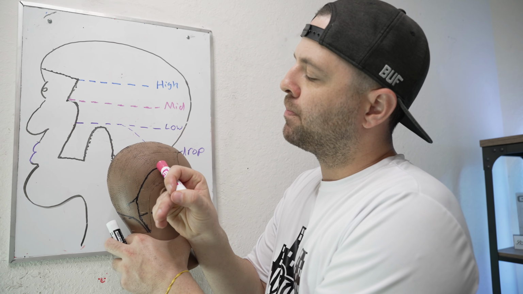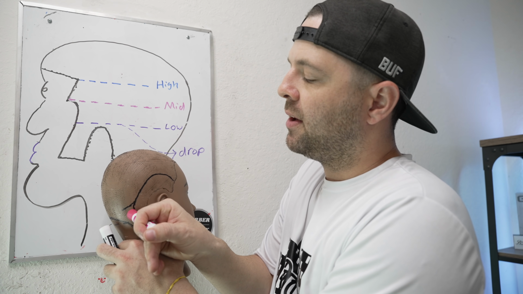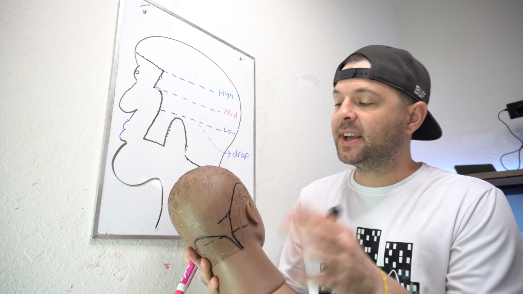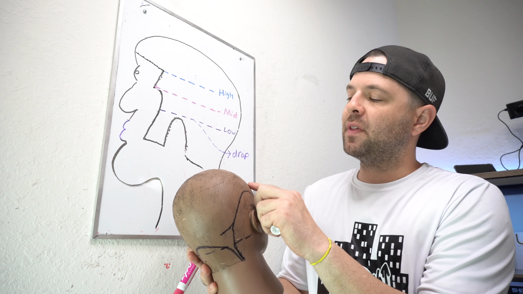If I curve this guideline and give it a nice belly and then I drop it down in the back, what's basically going to happen is I've preserved a lot of my edge.